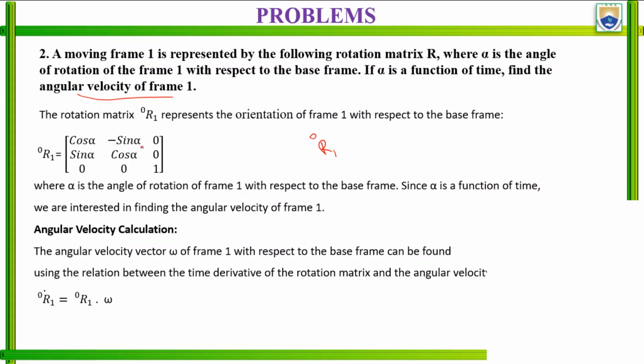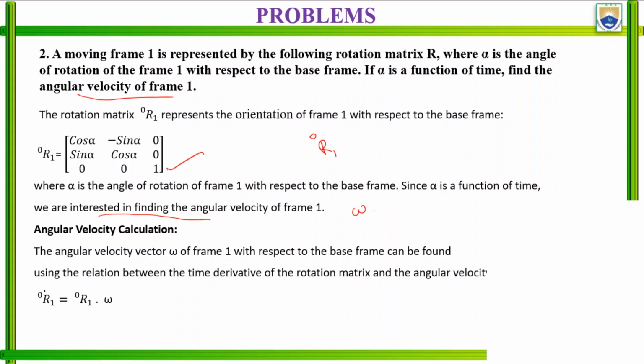So that we will be writing as the matrix cos alpha, minus sin alpha, 0; sin alpha, cos alpha, 0; 0, 0, 1. In this particular matrix form, we will be writing the rotation matrix, where alpha is nothing but the angle of rotation for frame 1. And since alpha is a function of time, we are interested in finding the angular velocity of frame 1, that is omega, right?